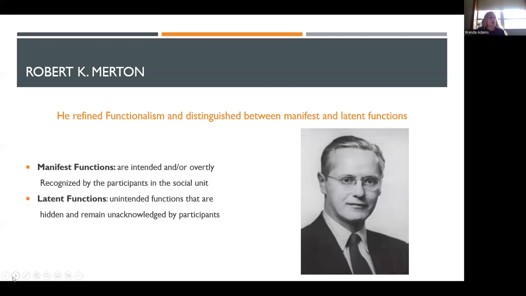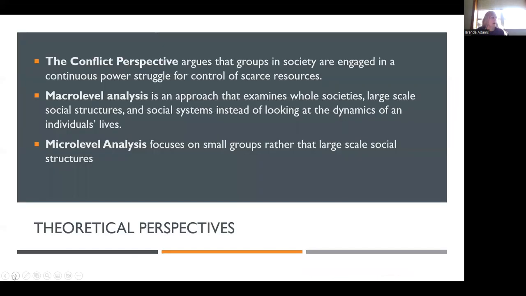So Robert Merton refined functionalism, and he distinguished between manifest and latent functions. Manifest functions are intended or overtly recognized by the participants in the social unit. Latent functions are unintended functions that you don't realize are there. They're hidden and remain unacknowledged by the participants. So those are the things that happen underneath that nobody's really aware of.